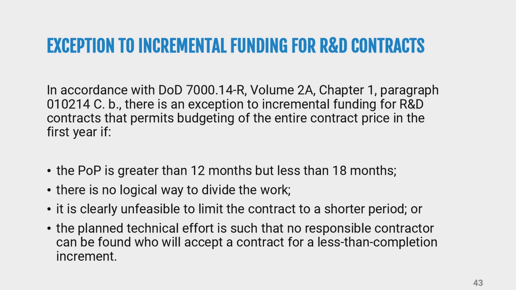Now, there's one exception to the rule of trying to obligate in the first year and then obligating in the second year as you can or as you need to. That's where the project is actually longer than 12 months, there's no logical way to divide the work, and it's clearly not feasible to contract for a shorter period. And then the planned technical effort is such that the contractors in the market say, well, no, we're not going to accept a job without you funding the whole amount of money on the contract right then. Otherwise, what the government likes to do is they like to incrementally fund R&D projects because, as you can imagine, you've got several going on at the same time. And those that look more favorable, of course, you'll want to shift your money there. This is the reason that this benefits us when we do R&D.